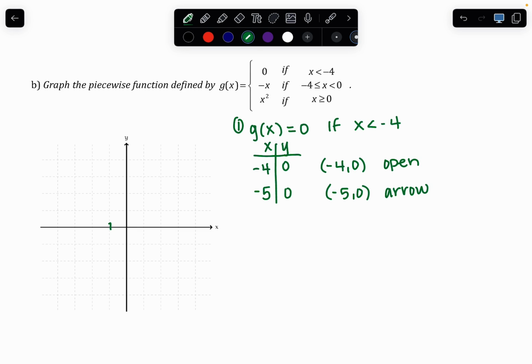Okay, so if we go graph that, we have an open circle at negative 4, 0, a point at negative 5, 0, and it's going to continue going to the left.